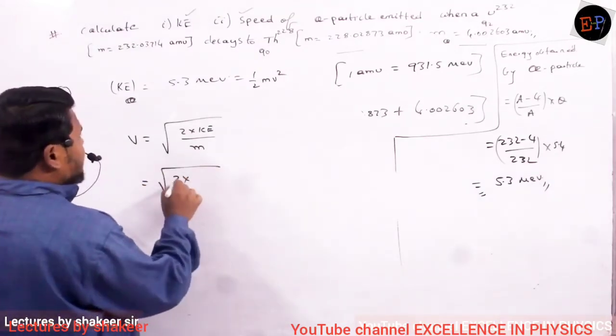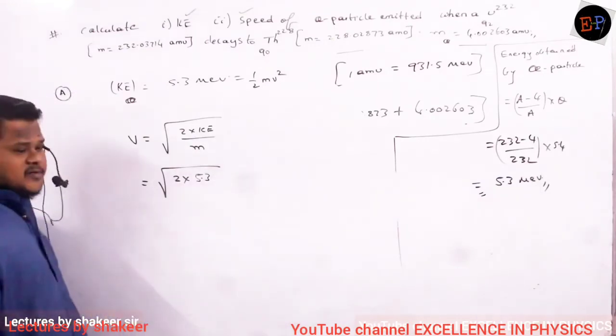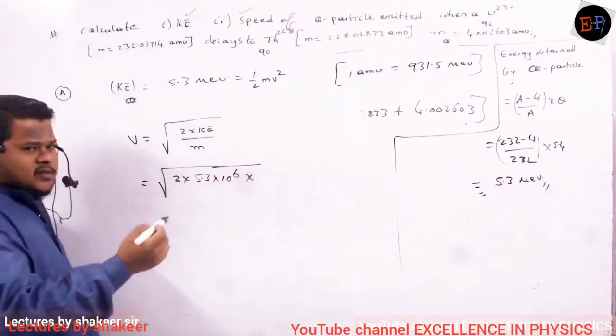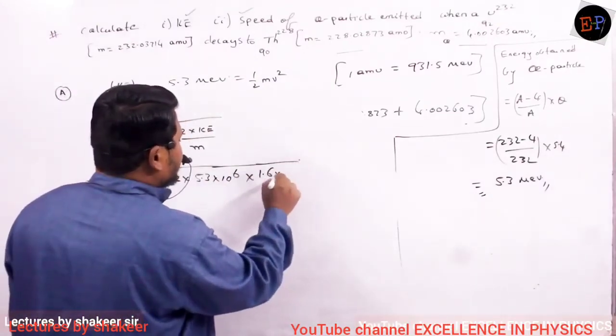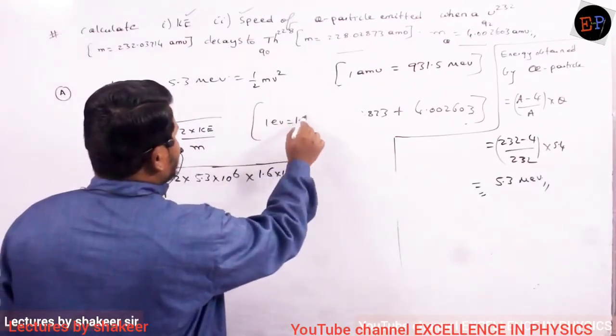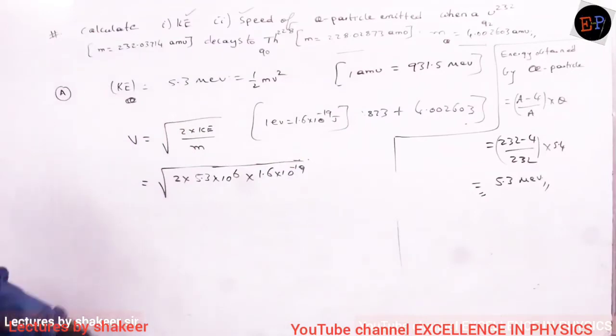So square root of 2 into, what is the kinetic energy obtained? 5.3 million electron volts. I will try to calculate in terms of meters per second. Million is nothing but 10 power 6. And 1 electron volt is equal to how many joules in the SI system? 1.6 into 10 power minus 19 joules. This is the amount of energy equivalent to 1 electron volt.